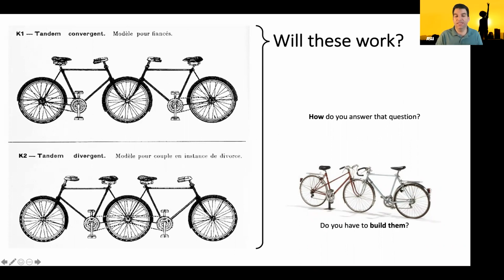I don't need to build these, although someone actually has built them, to be able to answer the question of, will these bikes work? These bikes are metaphors that help me think about something that has nothing to do with bikes. But if I wanted to think about bikes, I immediately understand them because I have a mental model of how a bike works.